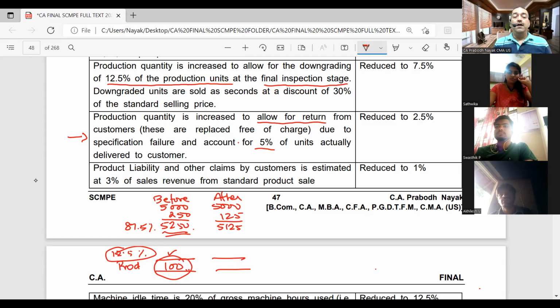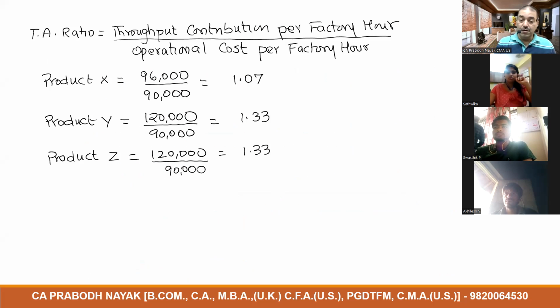Produced for sale. Now, how many have actually been produced? Because this 5,250 is after the downgrading has been removed. How much is downgrading? 12.5%. So how much is this? 87.5%. So it is 12.5% of 87.5% into 5,250. Followed? Okay. So let me show you the calculations. You have to be very careful in reading and interpreting the statements.